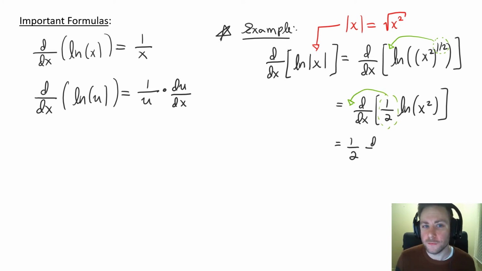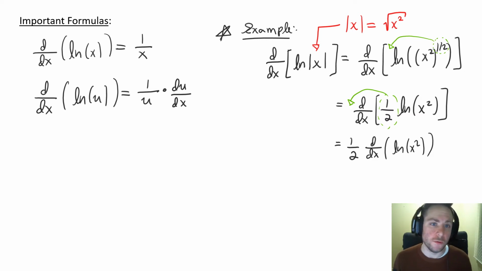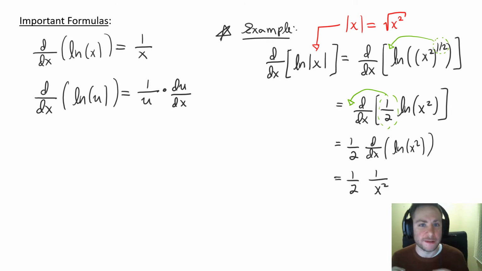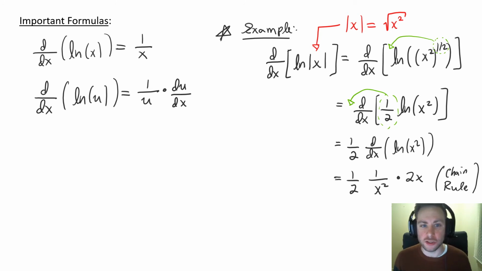Since the half here represents a coefficient, we can also pull it outside the derivative operator. So all we're left with now is the derivative of this logarithm. And we know that the derivative of ln of something is 1 over that something times the derivative of the something according to the chain rule. In this case, the something is x squared, and the derivative of that is 2x, so that's what gets multiplied when we use the chain rule.